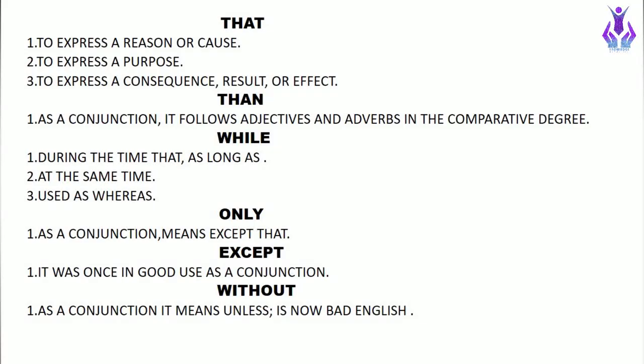The next one is at the same time. When we are denoting some things happening at the same time, at the same point or spot, we put there while. Like when we are mentioning two things happening at the same time. For example, the girl sang while the boys played. So the girl sang and the boys played. These are two things that are happening at the same time, so we put while in between them: the girl sang while the boys played.